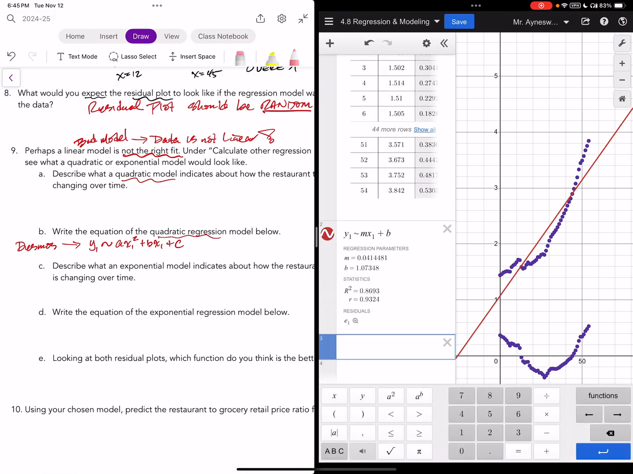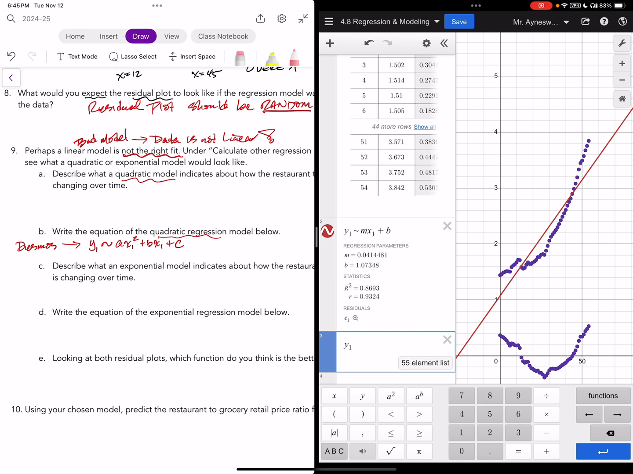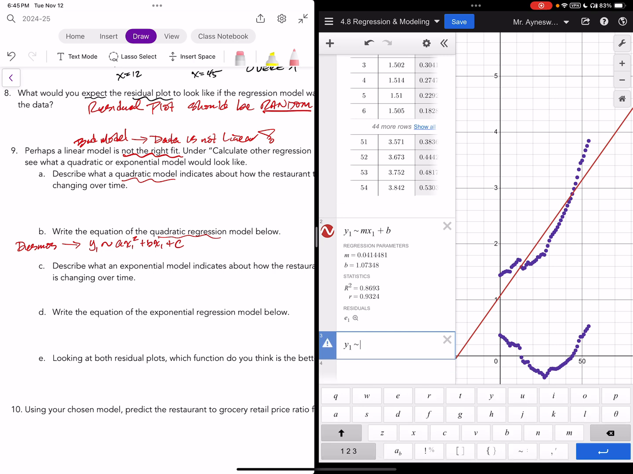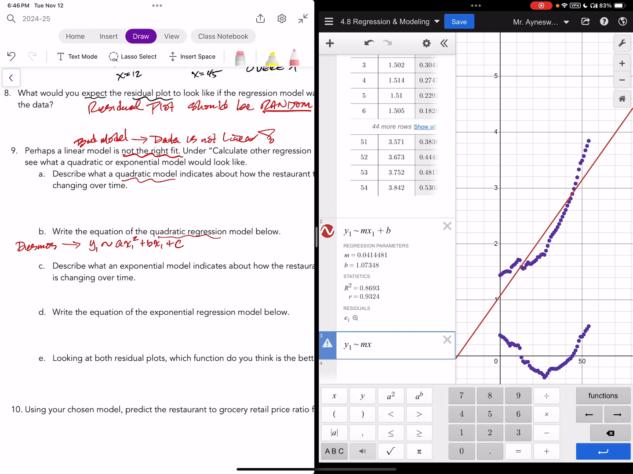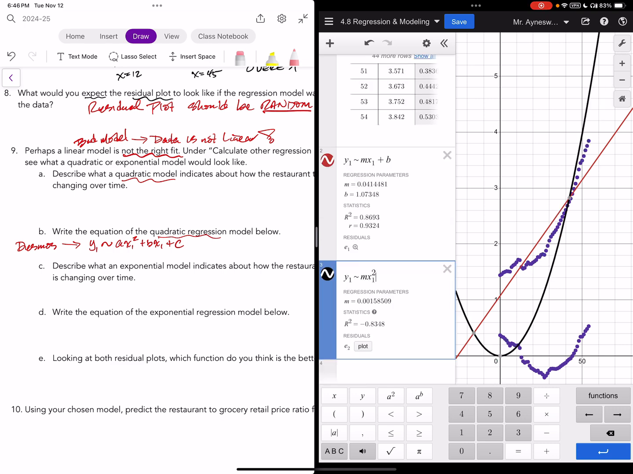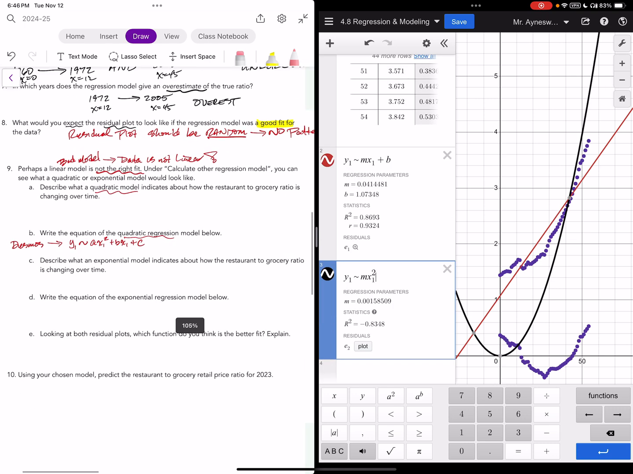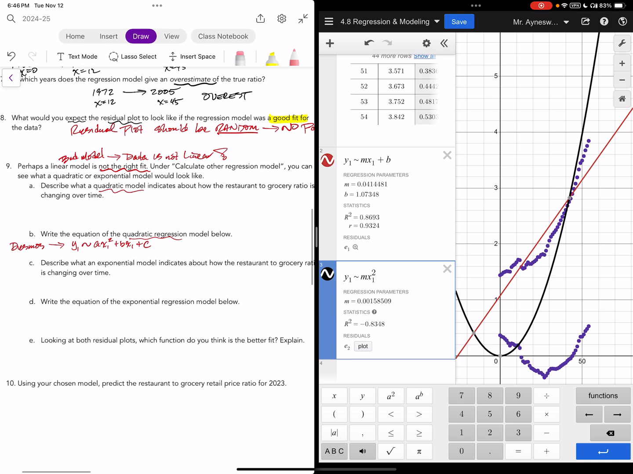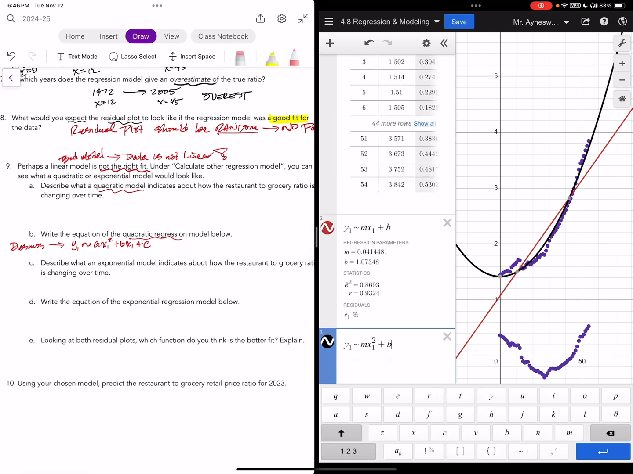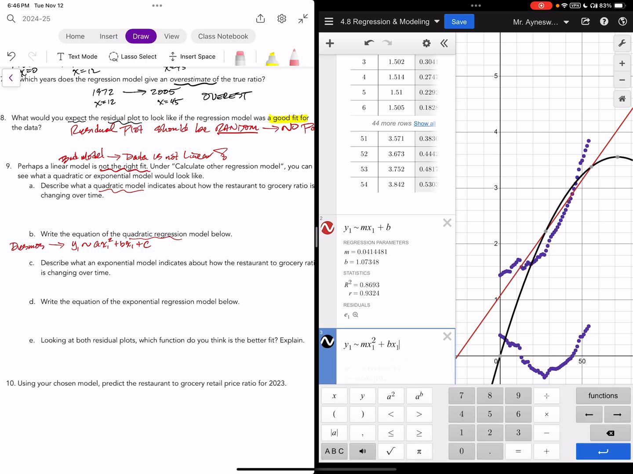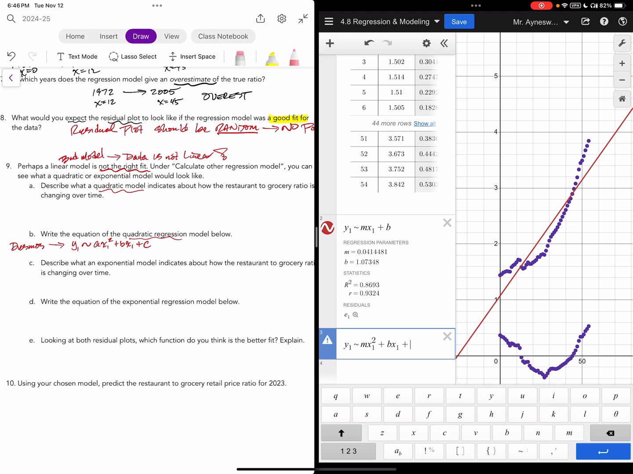So here we go. y1 tilde, now mx1 squared. You've got to square that bad boy because it's got to be a quadratic model, right? It's got to be a squared parabola that you guys are familiar with here. Plus bx1, plus c. A little tricky. Go ahead and enter that in.